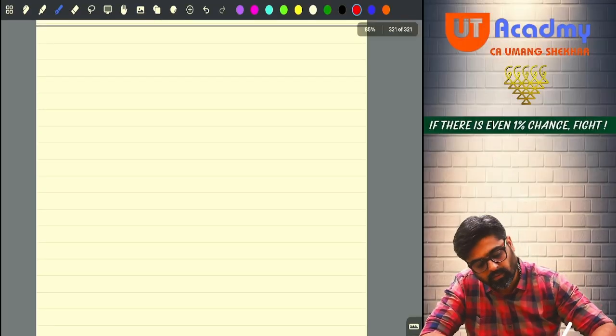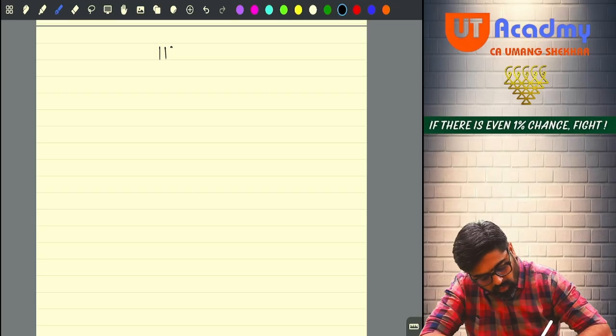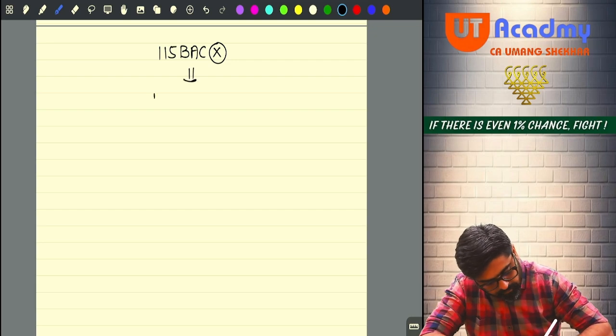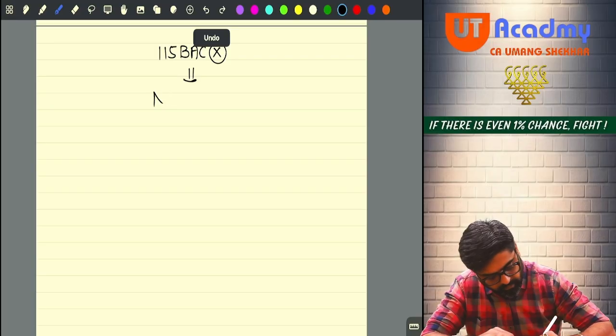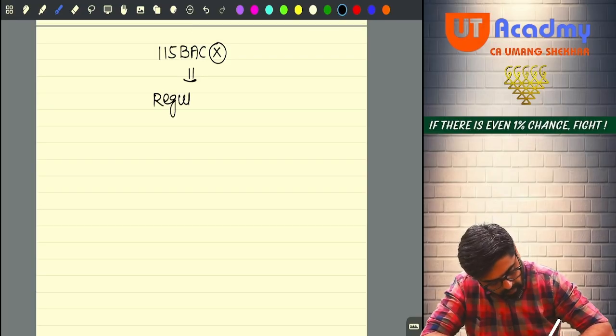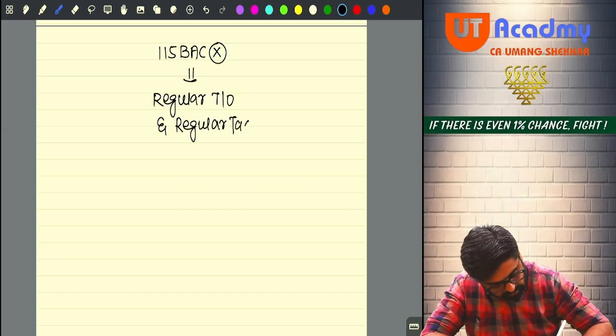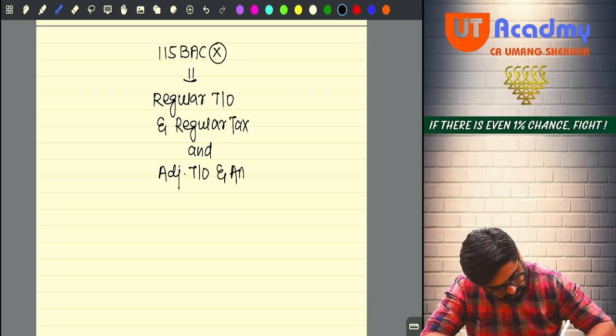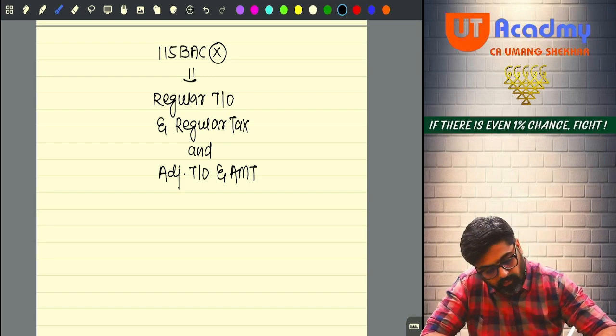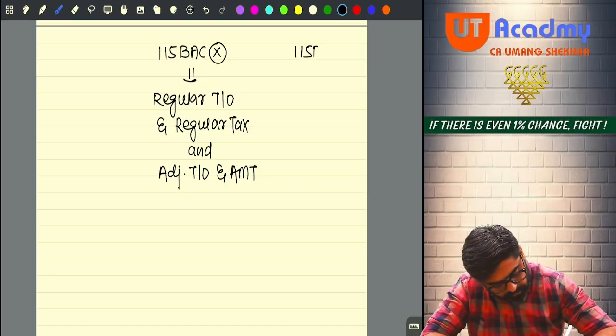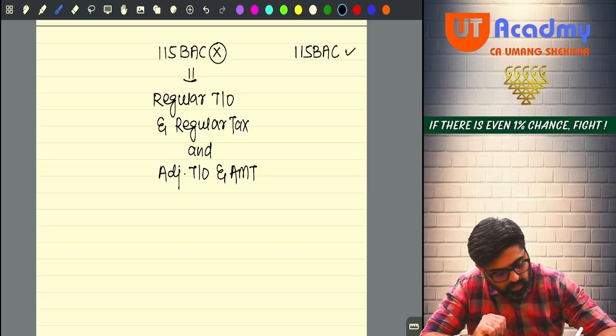So in this question, if you don't follow 115BAC, then you will have to calculate regular total income and regular tax liability, and along with that you'll have to calculate adjusted total income and AMT liability also. Both are applied. But only if you don't follow 115BAC are you supposed to do that.